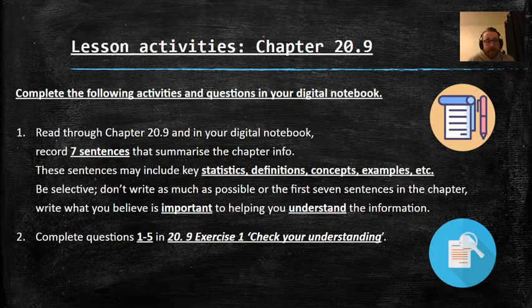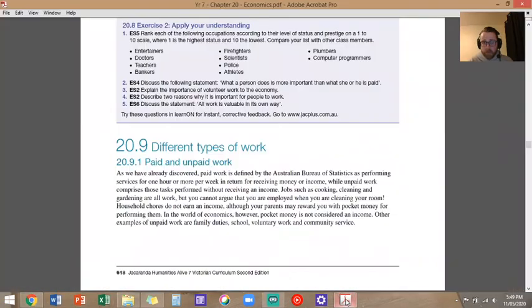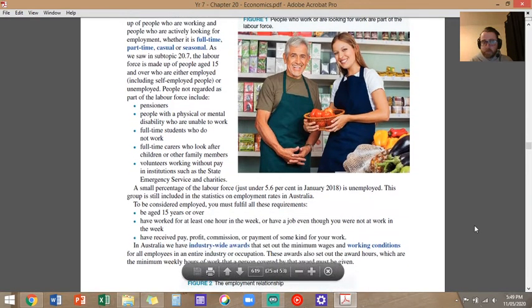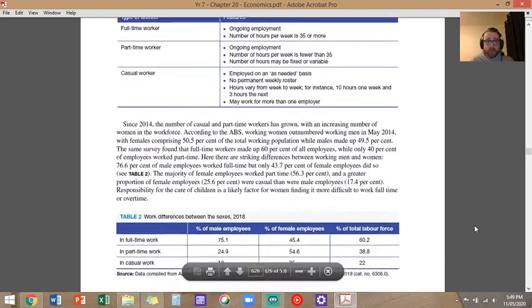The second half is completing questions 1 to 5 in chapter 20.9, exercise 1, check your understanding. And I'll show you where that is now. Go through those questions very quickly. So chapter 20.9, pardon me, talks about different types of work. So you can see full-time, part-time, casual. We've been over that in the slides. Talks about the different features of those types of work.